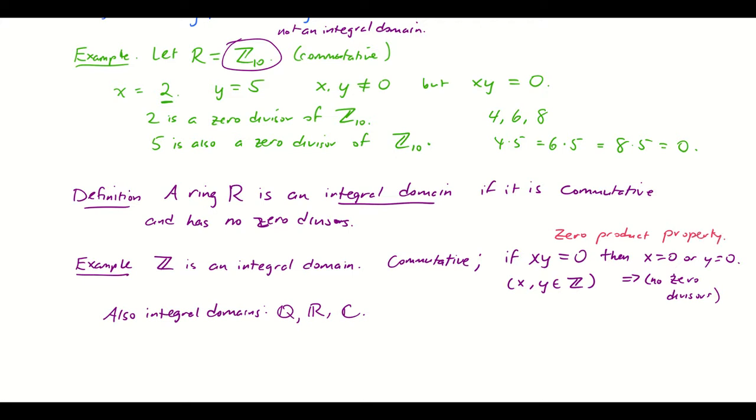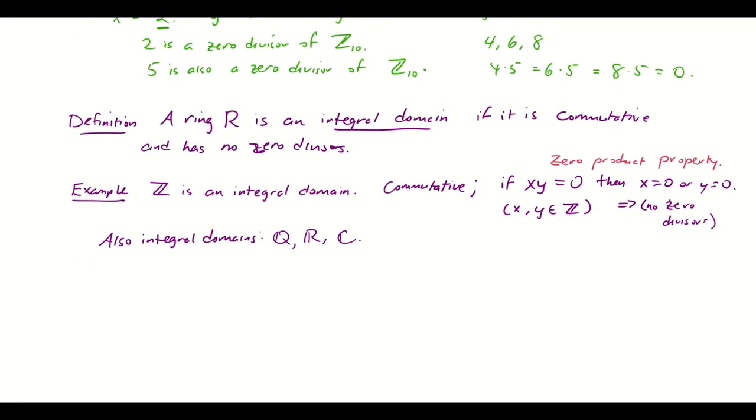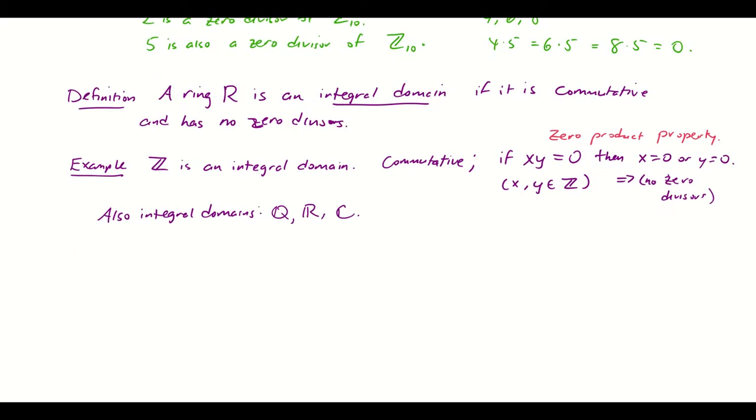Because they satisfy the zero product property, they can't have any zero divisors. Actually, that's true of the rationals, the reals, and the complex numbers. You can prove it for those for a slightly different reason than you can for the integers. And I'm going to do that now, just because it's kind of a nice generalization. So here's another example.